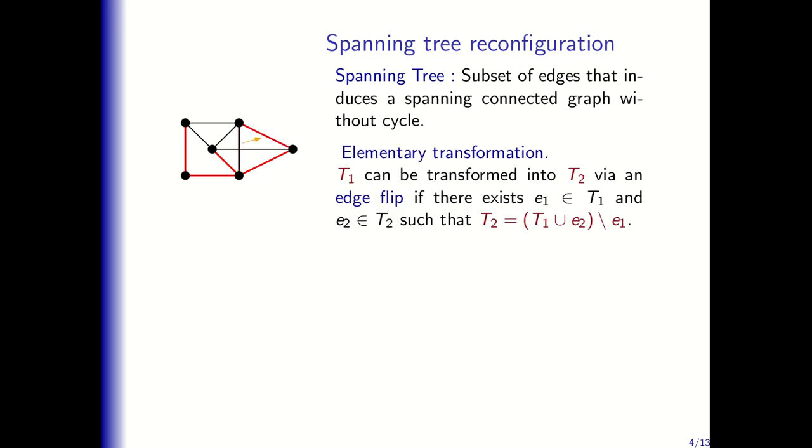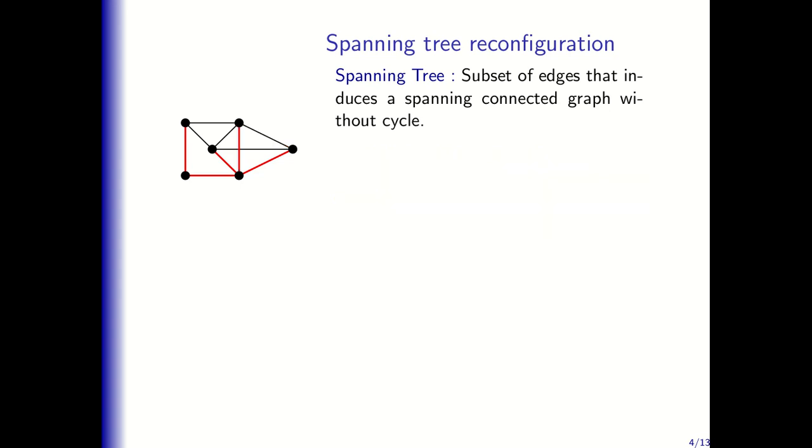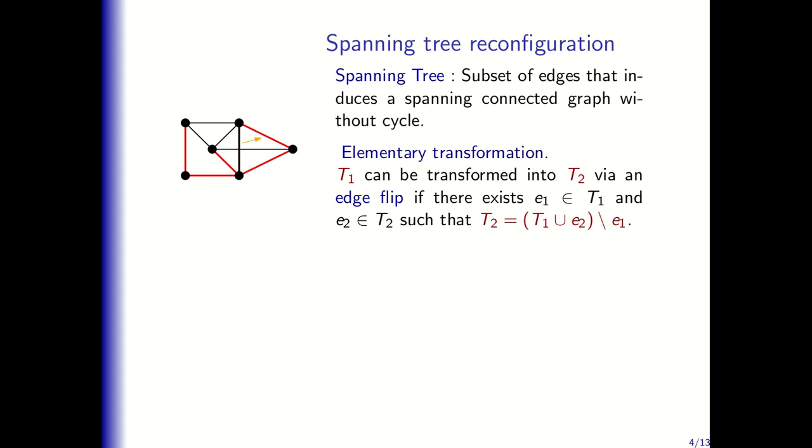And our elementary transformation between two spanning trees will be an edge flip. So what is an edge flip? You just remove an edge of the spanning tree and you replace it with another one. Here I change one red edge into another one, and we still have a spanning tree.